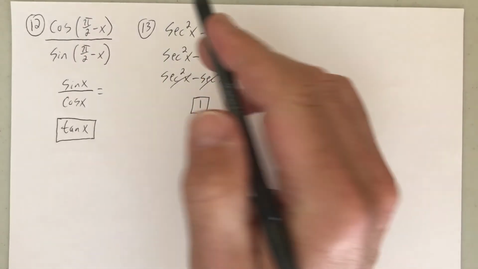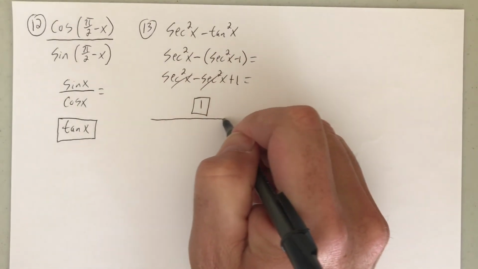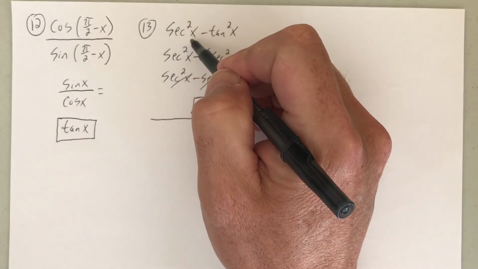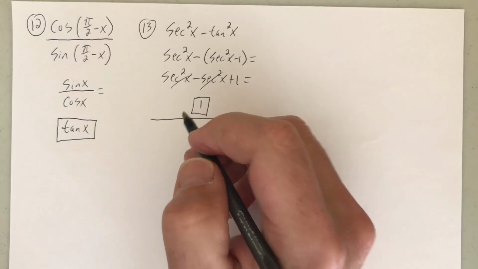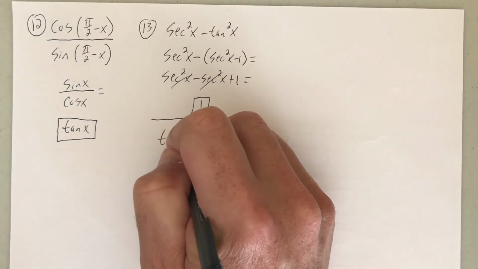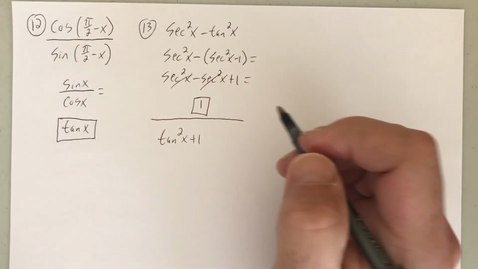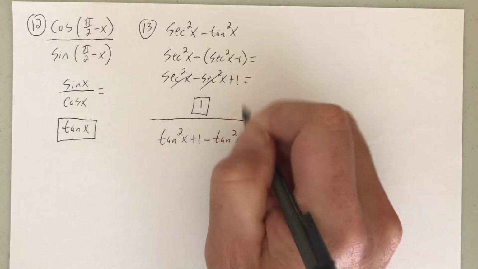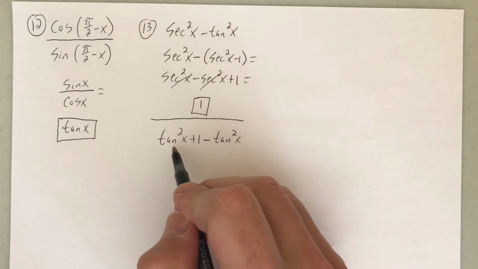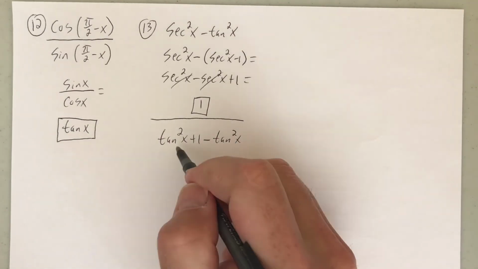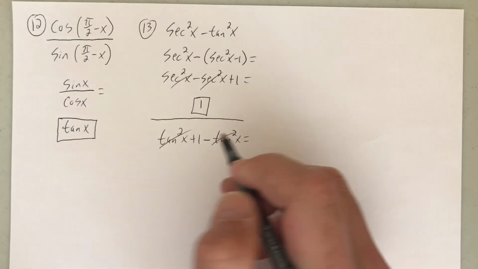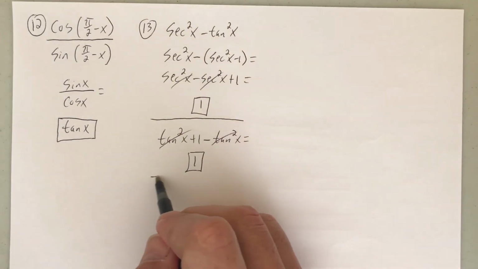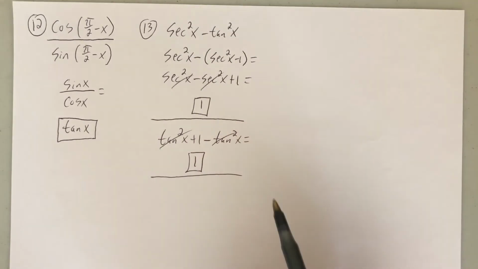All right, so now let's go ahead and replace secant squared x with tan squared x plus 1. Let's use that Pythagorean identity. So that's going to be tan squared x plus 1, minus, I still have the tan squared x right here. And then, of course, tan squared x minus tan squared x goes away, and that just leaves me with 1. So that works out. A little easier too, one less step.